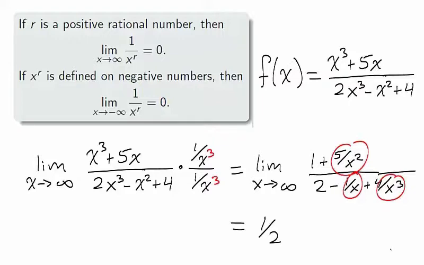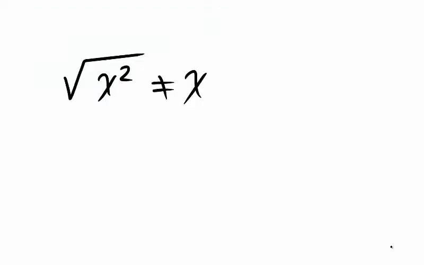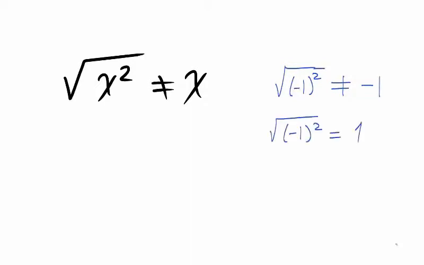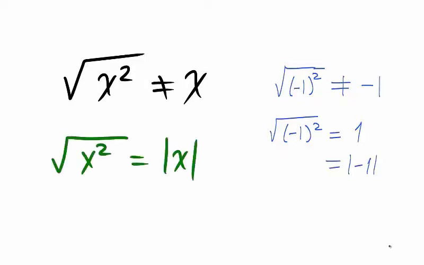This technique can be extended beyond rational functions to include roots. But before we work an example, it should be noted that the square root of x squared is not x, at least not at all values of x. Otherwise, the square root of -1 squared would be -1, when in fact the square root of -1 squared is +1. Note that the absolute value of -1 is +1. The equation which we are looking for is that the square root of x squared is the absolute value of x.